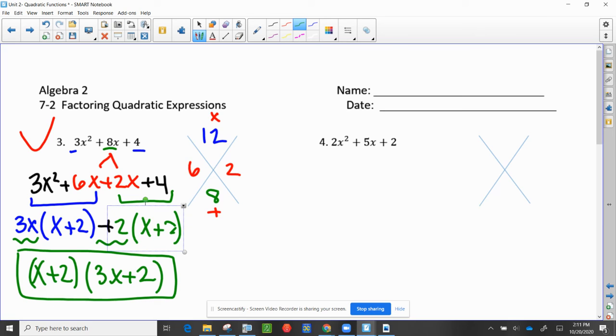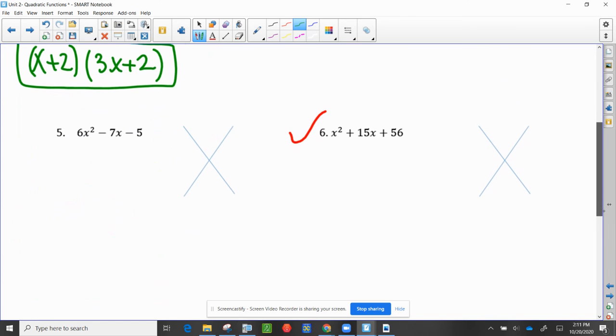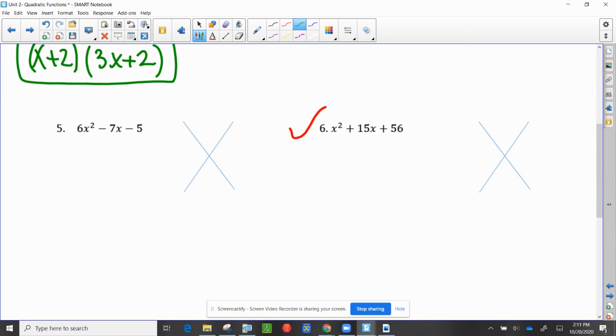Okay. All right, I'm going to go and just finish one more here. I'm going to do number 6 because I'm going to talk about what we do when there's not a number in front to set up your x. So remember, you can always technically have a little imaginary 1 in front. So I would just take 1 times 56 and put that in the top.